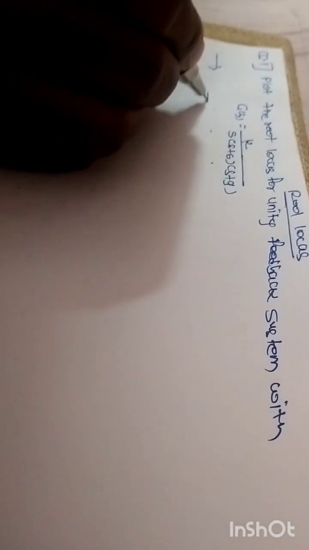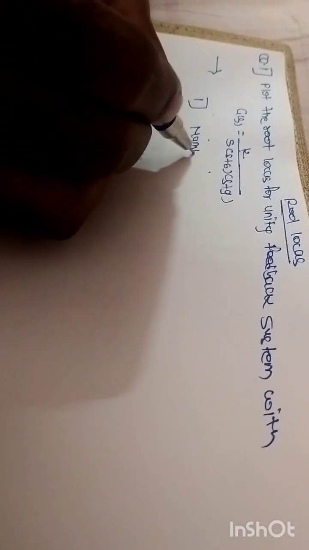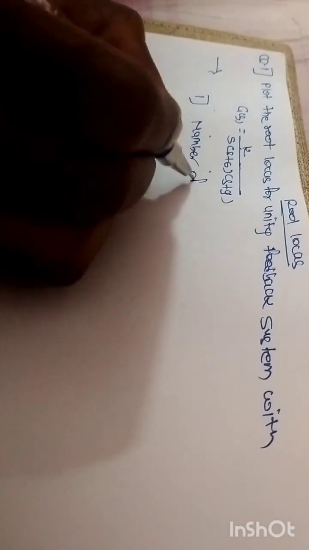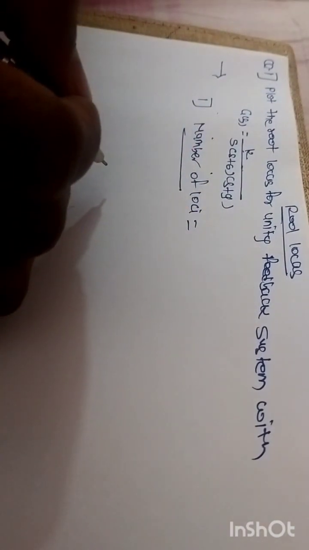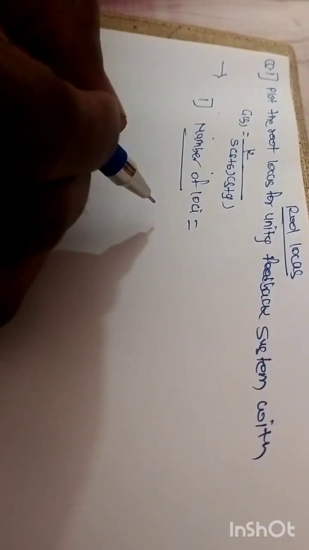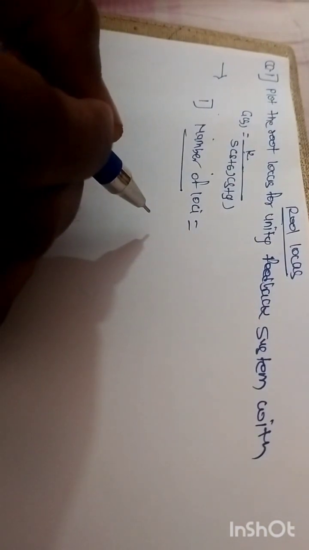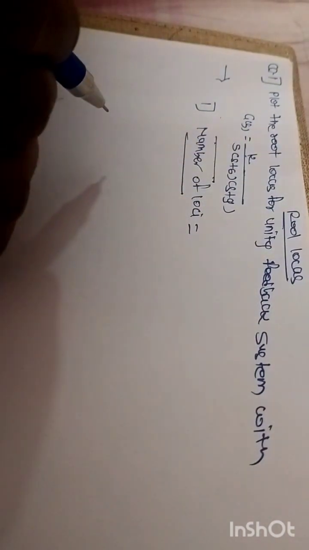In this first step, we are supposed to determine how many loci we have, so we declare the number of loci. Loci is the plural of locus. A locus is the group of points formed by satisfying a certain system equation, which is denoted in this example.